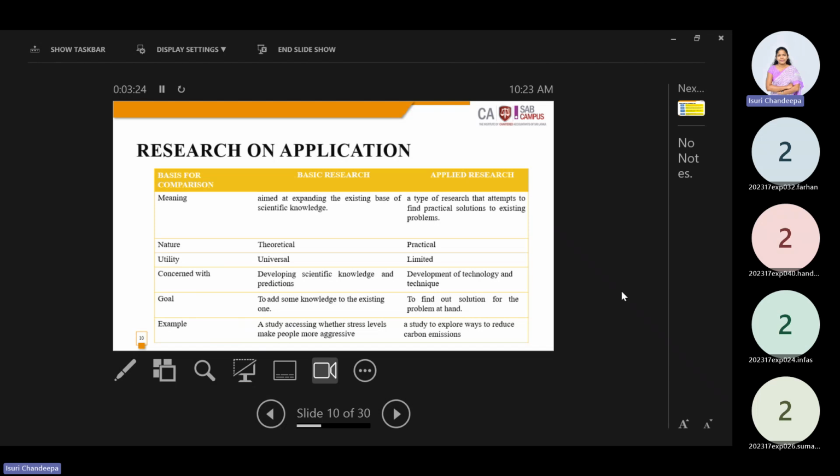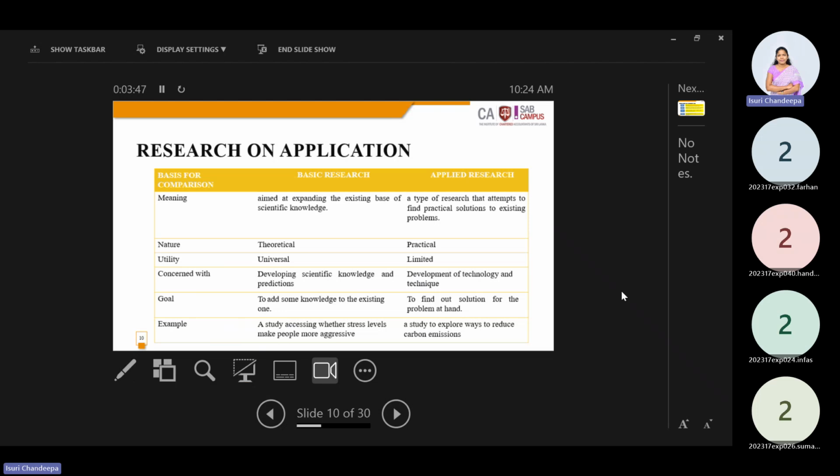What are we going to do? We are going to generate some new information. We are going to expand the existing knowledge regarding human behavior. What do you mean by the study of human behavior? It is identified as psychology, right? Identifying human behavior is in the sense of psychology.